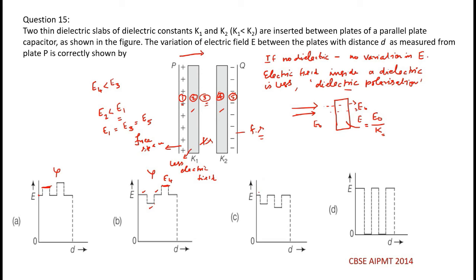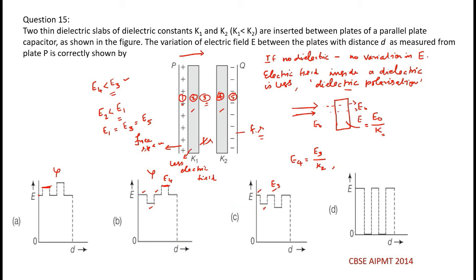Coming to this. E1, E2, E3, fine. E4, this is E4. E4 should be less than E3, right? This region is E3. E4 should be less than E3. That is correct. But what is the case? E4 should be E3 by K2.